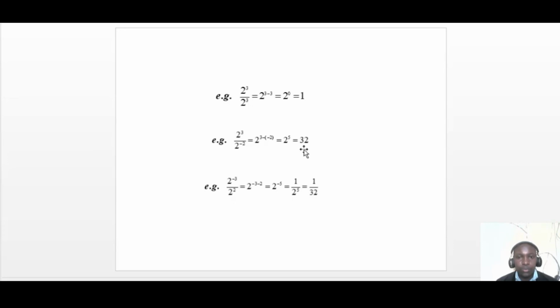which is 32. You may have as many examples, even this one, 2 raised to power negative 3 divided by 2 raised to power 2, which will give us 2, take the powers, negative 3 minus 2, which will give us minus 5. So 2 raised to power minus 5, which is the same as, remember these are fractional indices, the inverse. So 2 raised to power negative 5 is the same as 1 divided by 2 raised to power 5, which is 1 over 32.